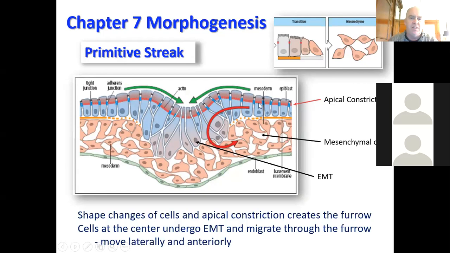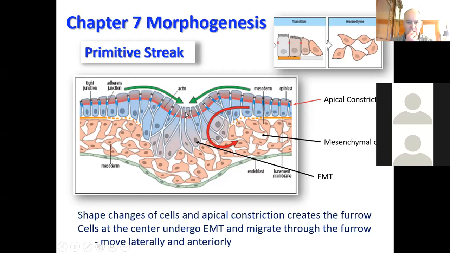And then once they get here, they get pushed inside, and then they undergo EMT, and they become mesenchymal, and then they move laterally and anteriorly from there. Okay, so again, what's important about this in terms of chapter 7 is EMT, letting go of those cadherin junctions, convergence and extension, because these epithelial cells are being pulled in this way.